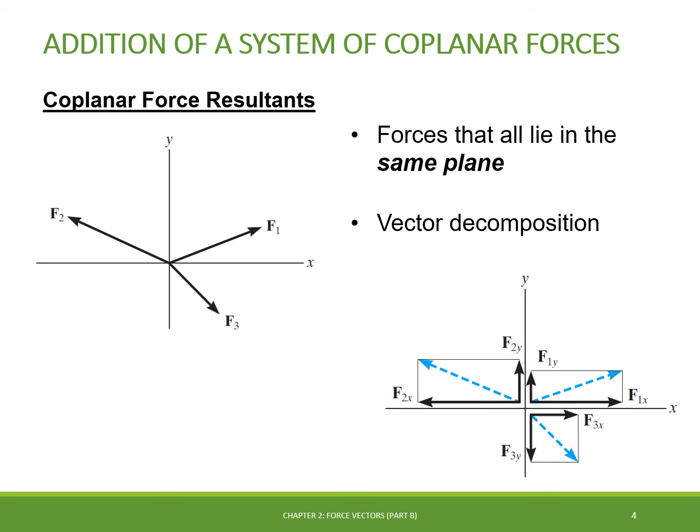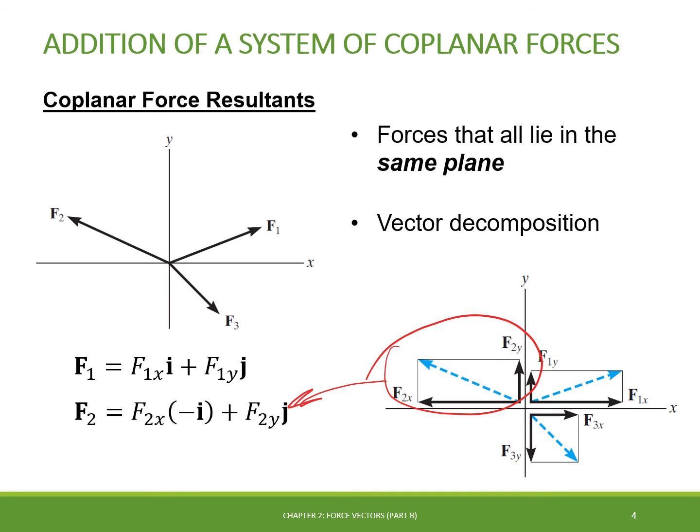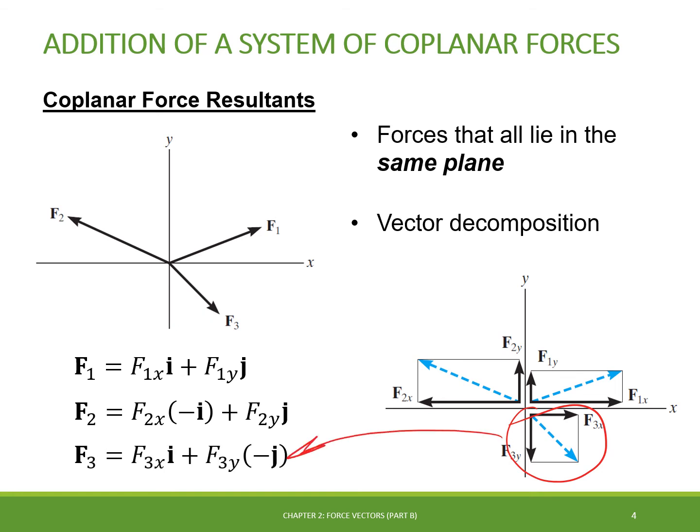To add them, we have to decompose the three vectors in the x and y directions. For the force F1, we have both the x and y components oriented along their positive directions, and then we write its Cartesian notation like this. For the vector F2, we do the same, observing that the x component is oriented in the negative direction, and then we have to represent it using the negative i unit vector. And finally, the vector F3 has its y component oriented in the negative direction, and we represent its Cartesian notation using the negative j unit vector.